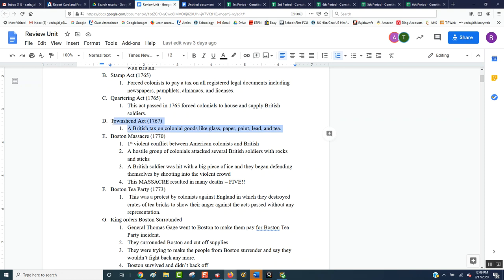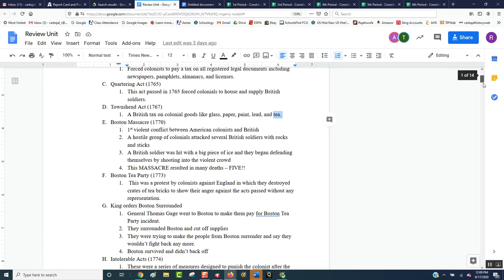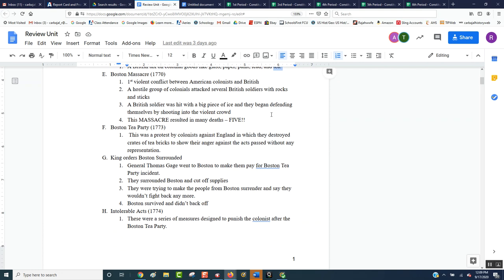And then the blows continued, which was the Townshend Act. More taxes on things that they bought all the time, like glass, paper, paint, lead, and especially tea. They were tea drinking colonies, and they were very upset that they all of a sudden had to pay these taxes on tea. So it led to the first violent skirmish between the two sides, which is the Boston Massacre.